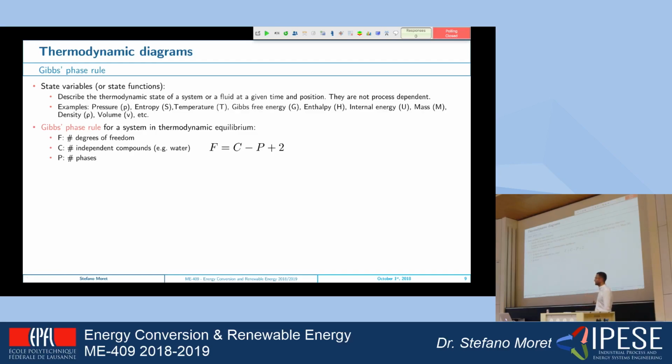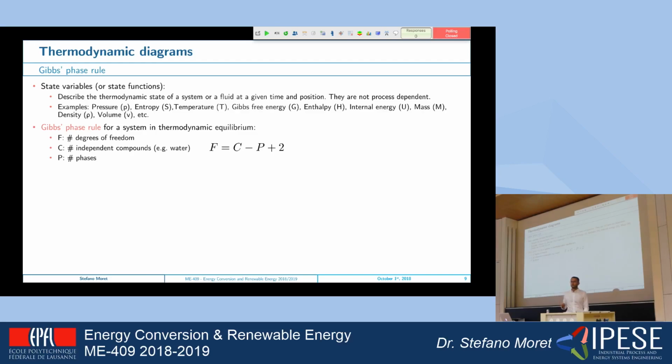We have plus 2. So it tells us that, for example, for water, we need only 2 variables to define its state if it is in a liquid state. And so on. If, for example, we are in the transition of phase, so for example, we are changing between liquid and vapor, then we have 1 compound, 2 phases, so 1 minus 2 plus 2 is 1. So for boiling water, we need only 1 variable to know.